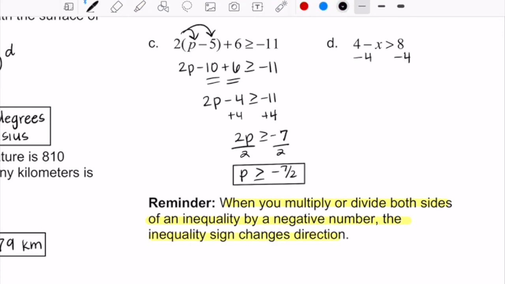I'll start by subtracting the 4 from both sides, and then here to isolate the x, I'll need to divide both sides by a -1. And so on this one, I'll get x is less than -4. The inequality sign changes directions because I divided both sides by a -1.